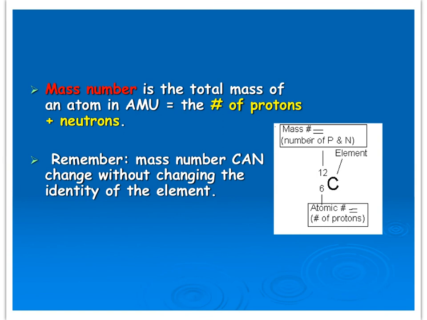So when you're looking at this sort of notation rather than the periodic table, you're getting the mass number rather than the average. So it's the number of protons plus the number of neutrons. And we'll talk about how they calculate it on the periodic table a little bit later on. That is all.